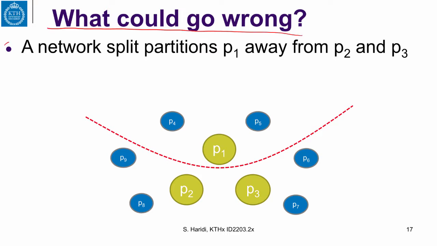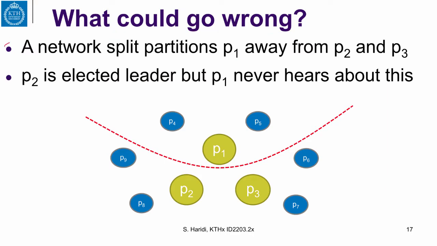So assume now a network split or a partition which partitions P1 away from P2 and P3. So here is the situation. P1 is in its own partition, and P2 and P3 are in their own partition. And now, after this partition, we assume that P2 is elected a leader, and that is possible because there is a majority here. So P2 is elected a leader, but P1 never hears about that. P1 does not know, he thinks he's still a leader, and because he is not getting any messages across partitions, he still thinks he is the leader.